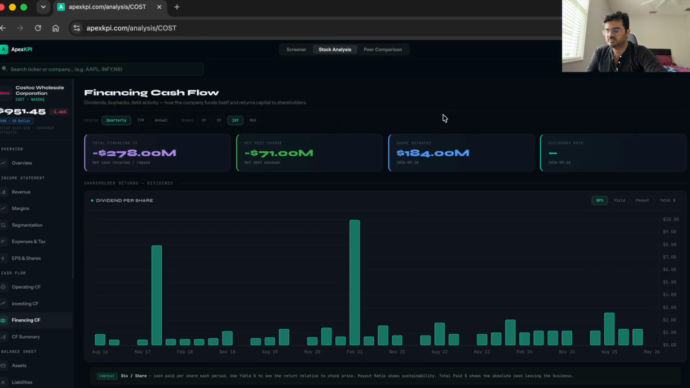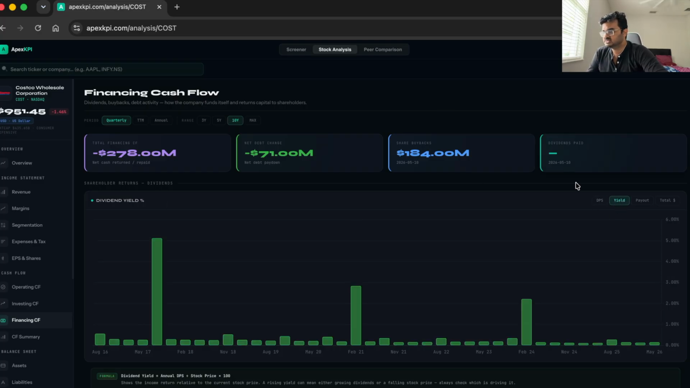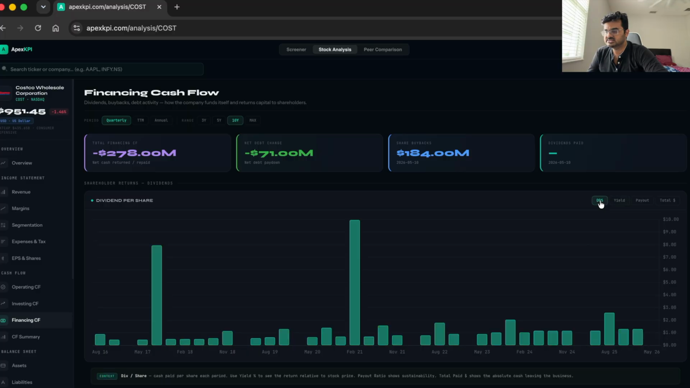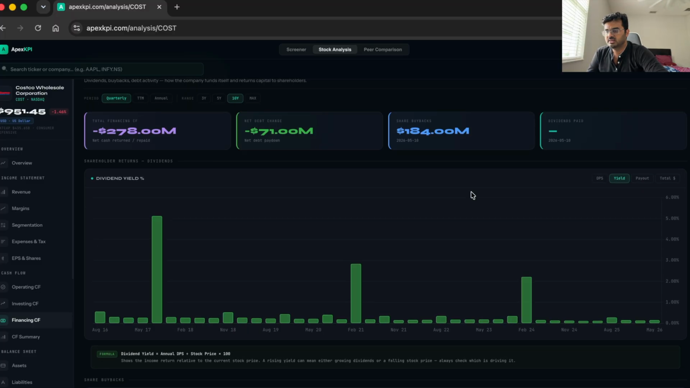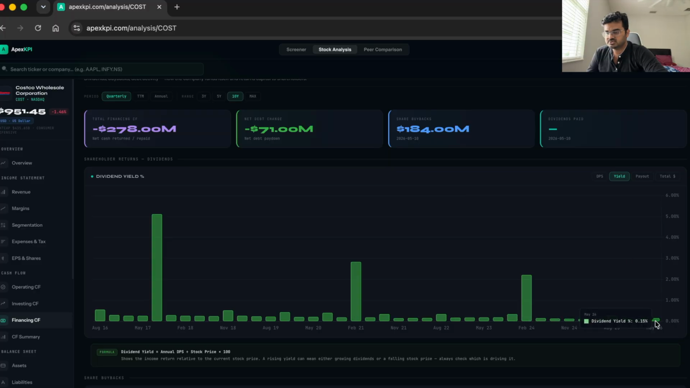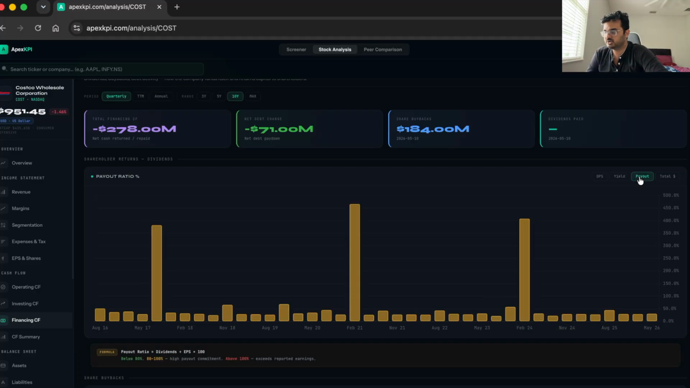In the financing cash flow, the first thing I would like to understand is, does this business pay any dividend? We could see the dividend in three lenses: dividend per share, dividend yield, and dividend payout ratio. Technically, Costco is paying dividends consistently for the last 10 years on a quarterly basis, and their dividend yield is at 0.13 percent or 0.2 percent. But for me, what is more important is the payout ratio.